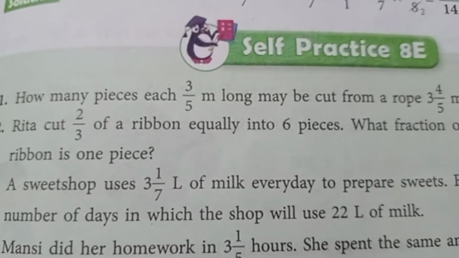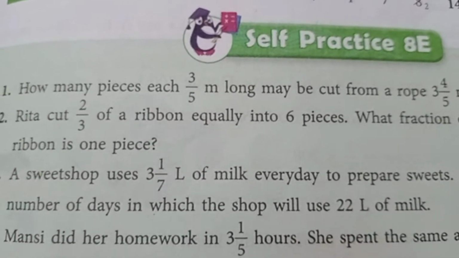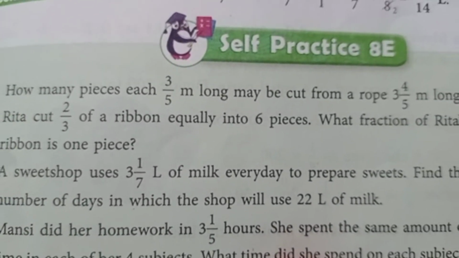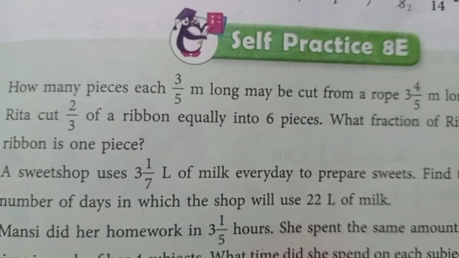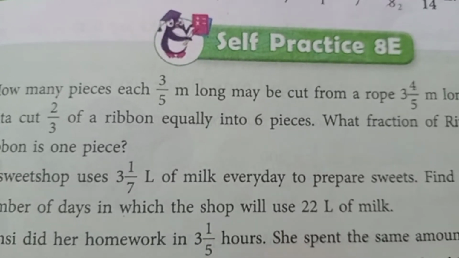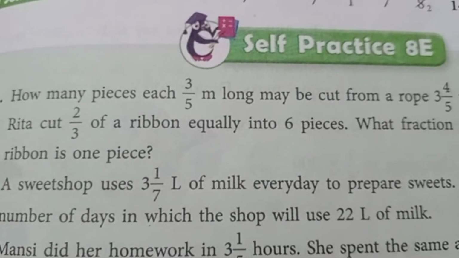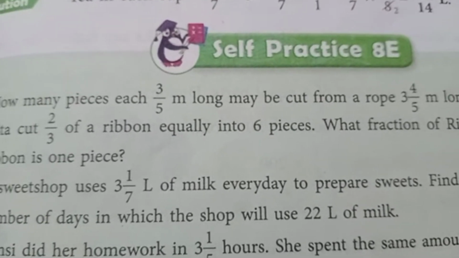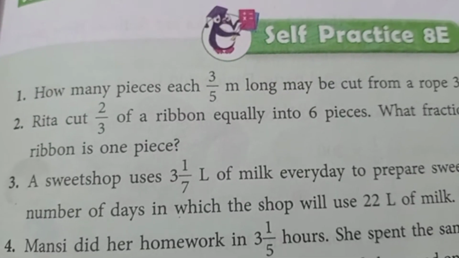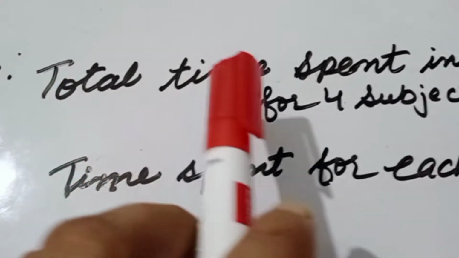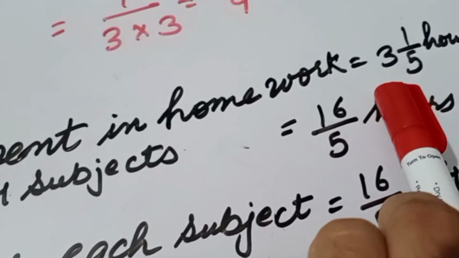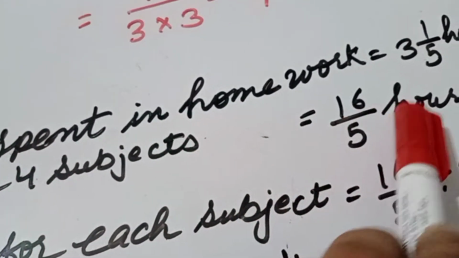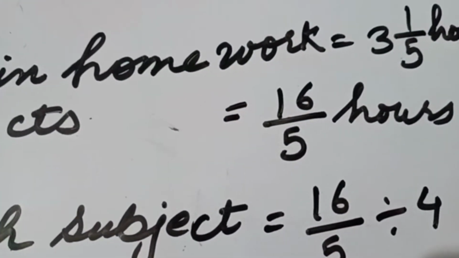4 is given. For 1 we will do division because it is more and we are going for lesser number. So if we are going down, or for lesser number, we have to divide. Students, if we are going for more numbers we will multiply, and if we are going for lesser number we will divide. So how to write the statement? Let's understand it. Total time spent in homework, that is 3 1 by 5 hours for 4 subjects. You can say 16 by 5 hours. We have changed it into improper fraction.